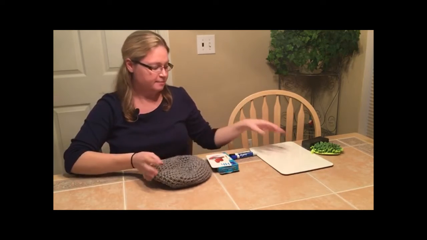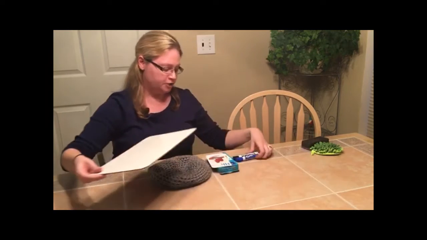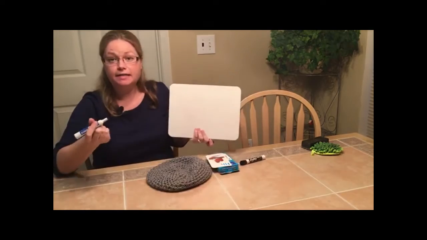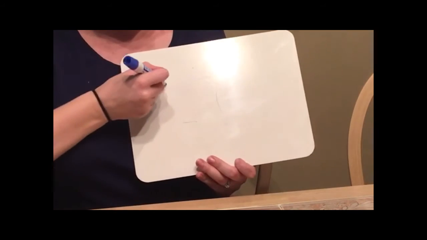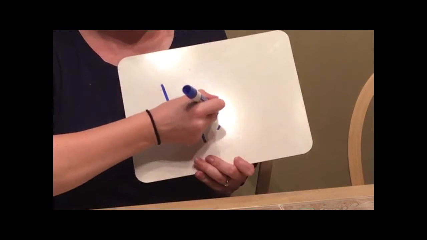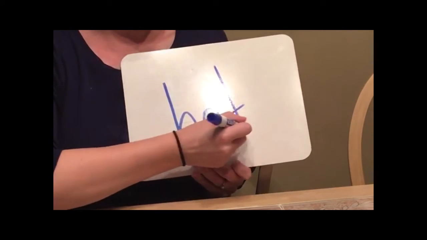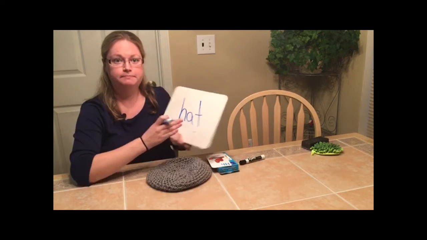Then I will have my student watch me as I use the whiteboard to spell out the word. I will segment the word as I'm spelling it. So I will go, hat. I will then have my student repeat the word.